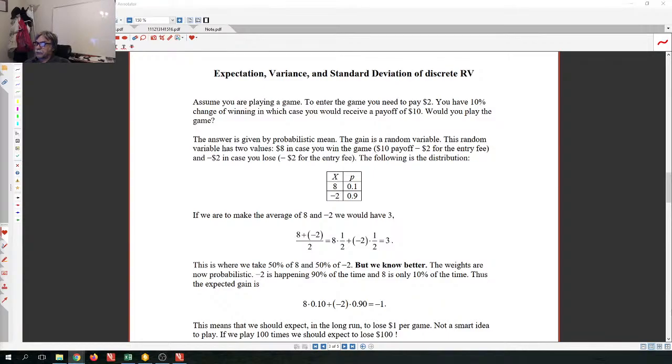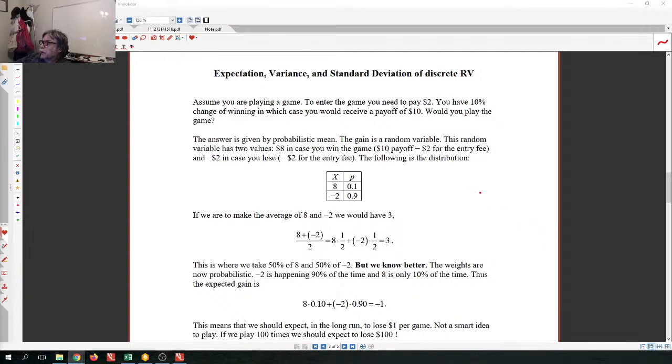So it's like 4 to 1, right? $8 gain versus $2 loss, while the chance of losing the game is 9 times more than the chance of winning the game, because you have a 90% chance of losing and only a 10% chance of winning. So I think most reasonable people that have some common sense would say, I don't want to play this game. Okay? Now, so what is the story?